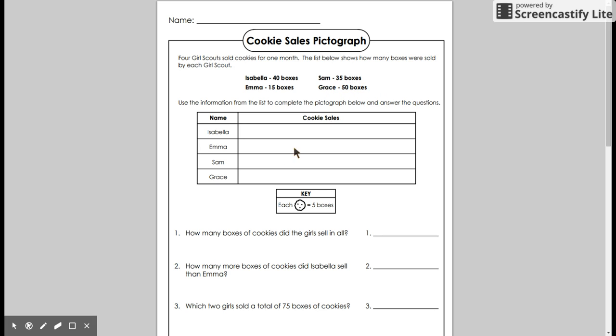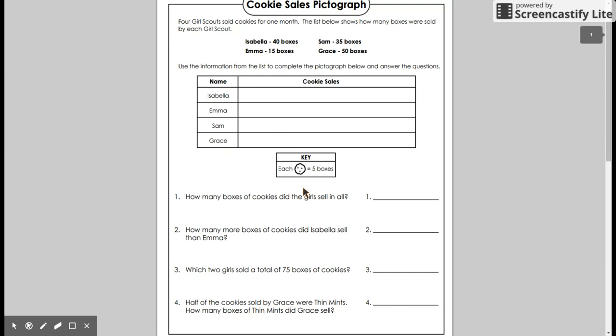And Grace had 50. So go ahead and take a little bit of time, fill that out. At this point, you might want to pause the video, and once you get this all filled out, then click play on the video again and keep listening.